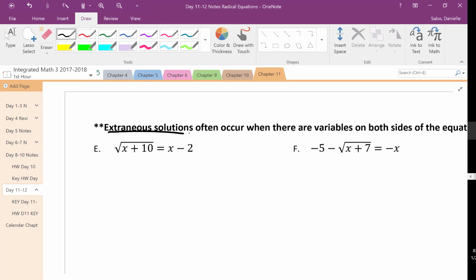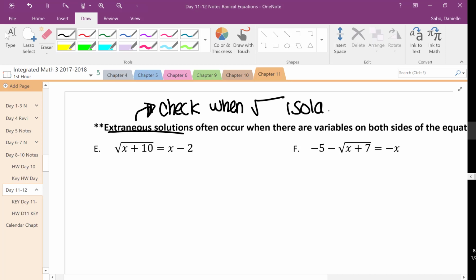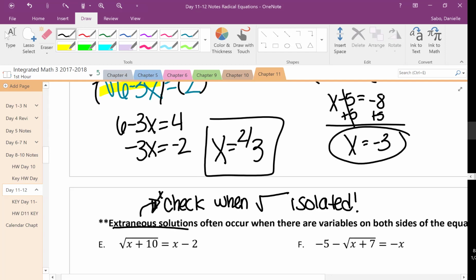So when we look at this, something I want you to write on top of here, a little note for yourself, is I want you to check, when you check your answers, check when the radical is isolated. If you check right away all at the top, sometimes here, like for F, it's not isolated, so you're really not going to be able to see it right away. So what I'm going to do is I'm going to star it when I'm going through this, so that's where I want you to check it. You have to check, because some of them may not be valid. They might be extraneous when you work with these.